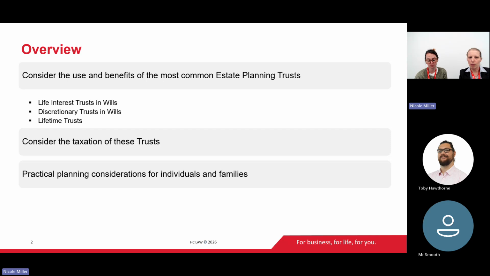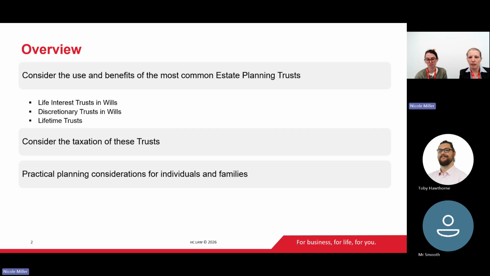There's quite a lot of information in relation to the taxation of trusts. It wouldn't be possible to cover all of that in detail during this session. So this is quite a brief overview of the tax position. But obviously, if you wanted any further advice after this session, we're more than happy to help clients in relation to their trust and estate planning.